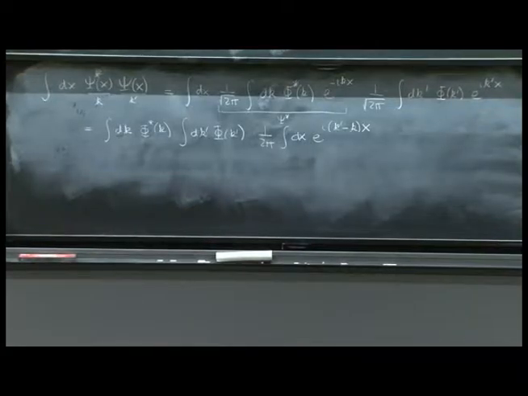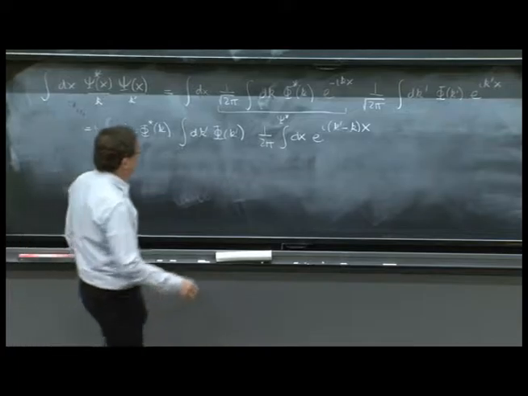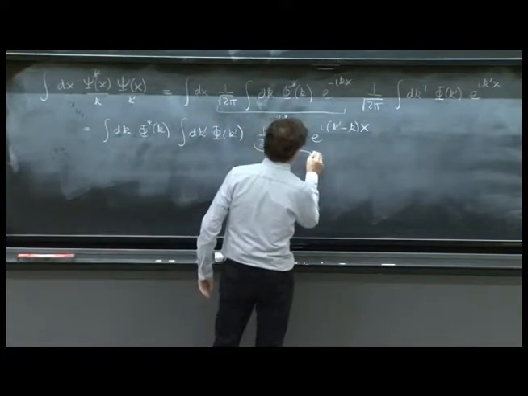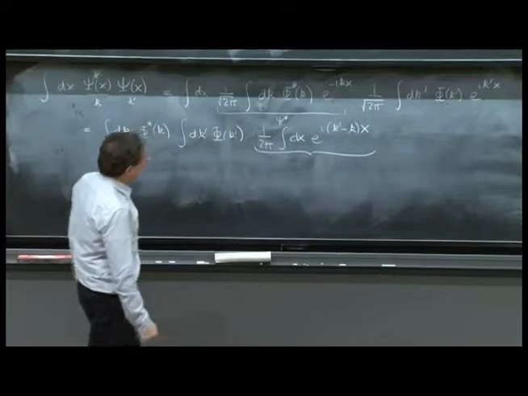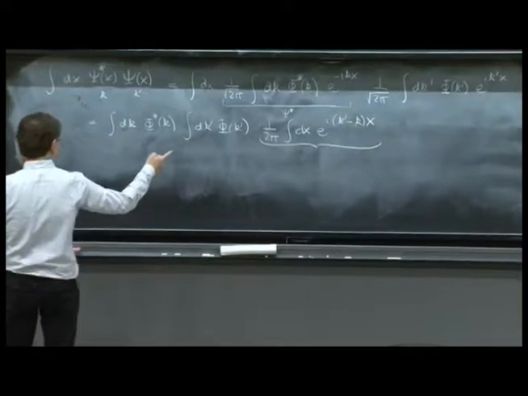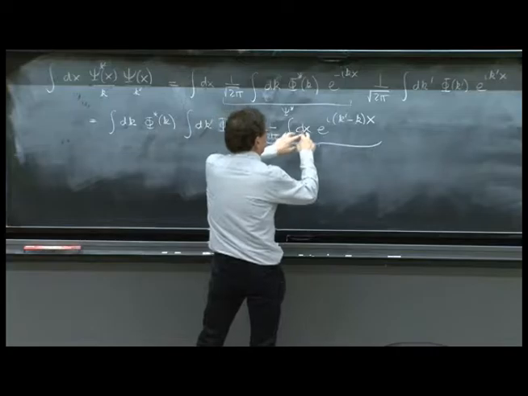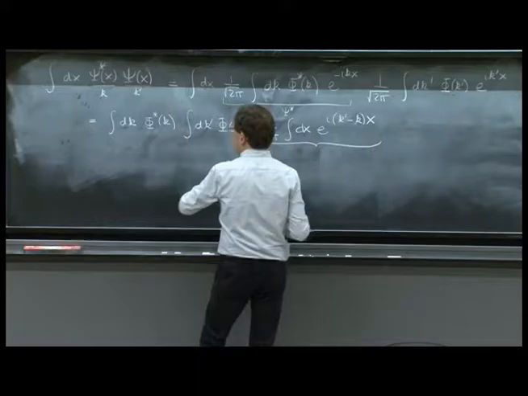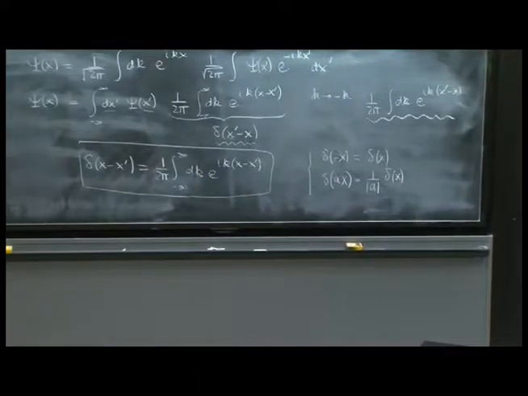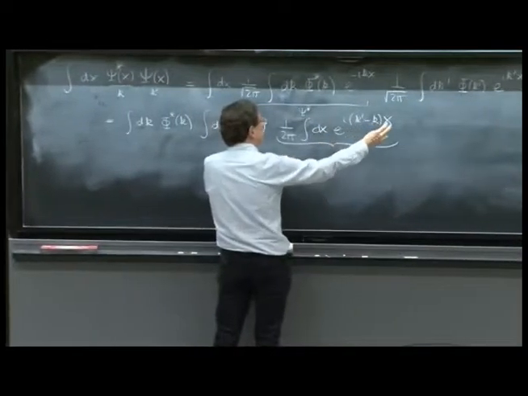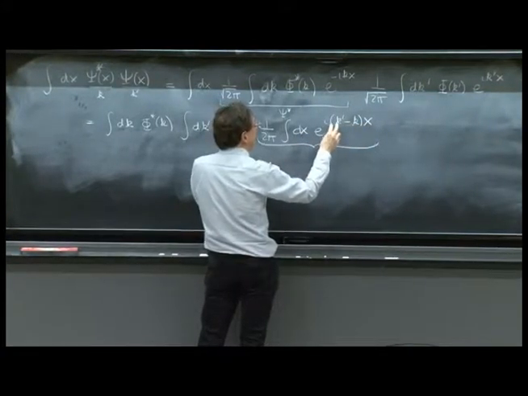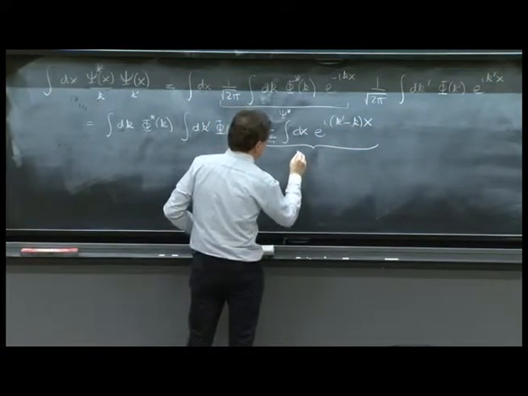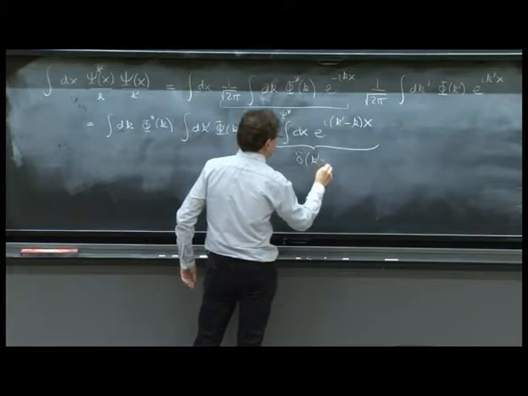And now this integral representation of the delta function comes to help. It's a little opposite between the role of k and x. Here the integration variable is over x. There it was over k. But the spirit of the representation is valid. You have the 1 over 2 pi, a full integral over a variable, and some quantity here. And this is delta of k prime minus k.